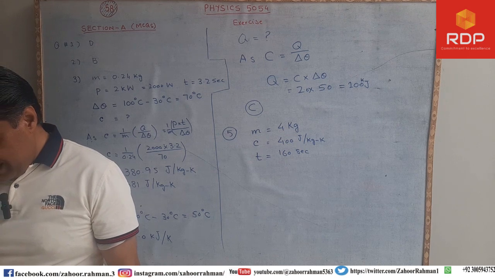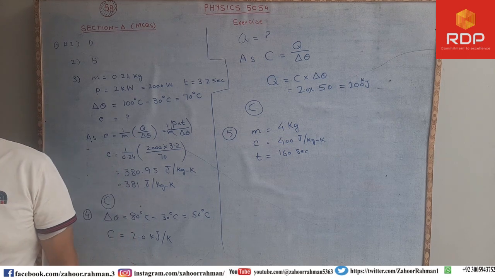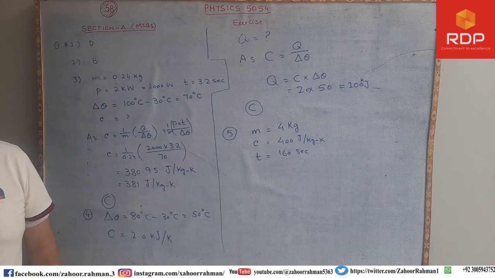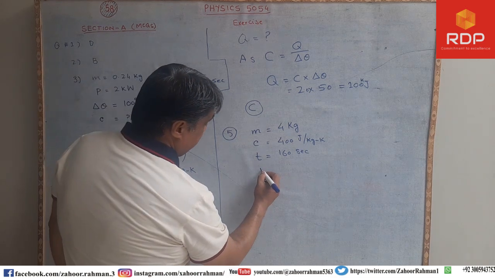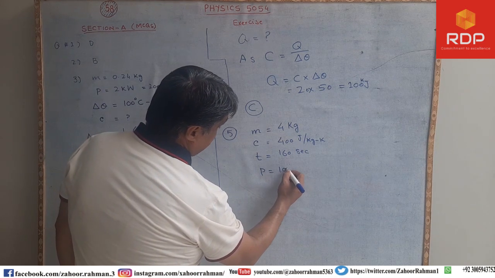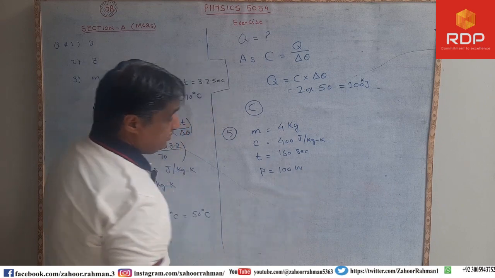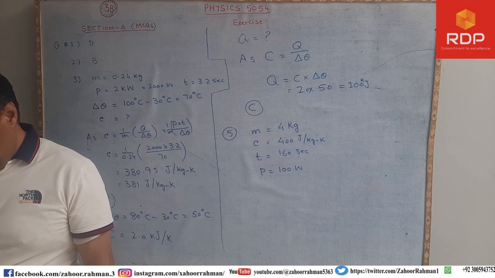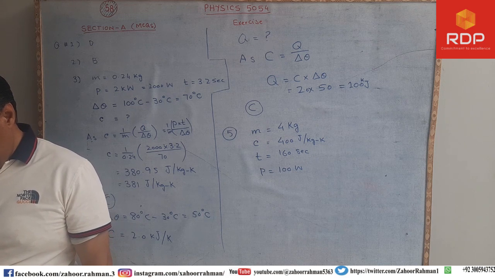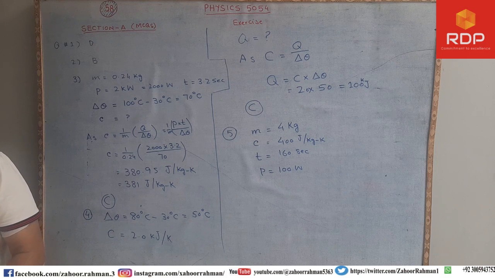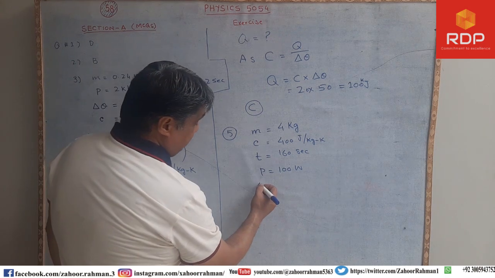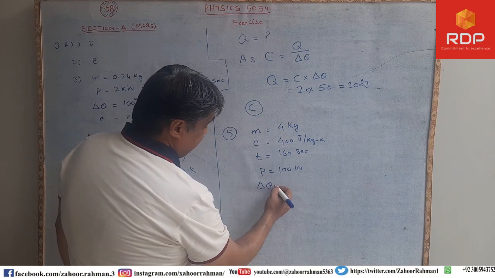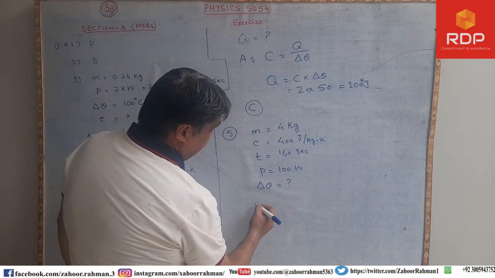Further, they are saying a heater of power 100 watt. So the power of the heater is 100 watt. What is the rise in temperature? We have to find delta theta.